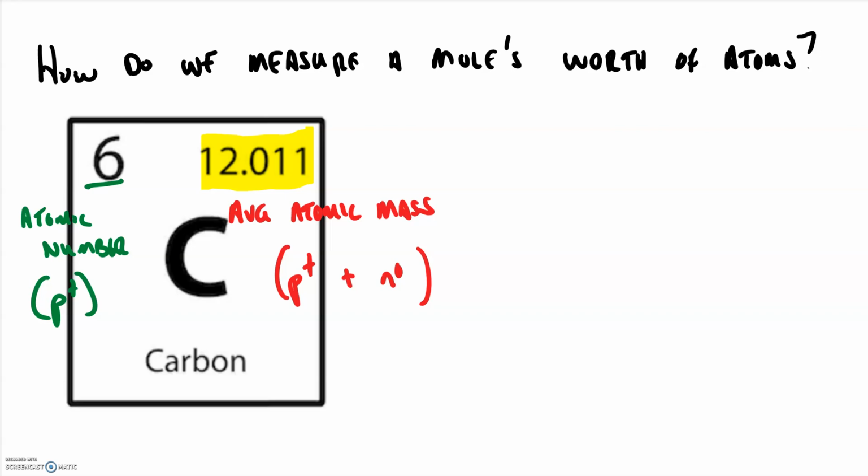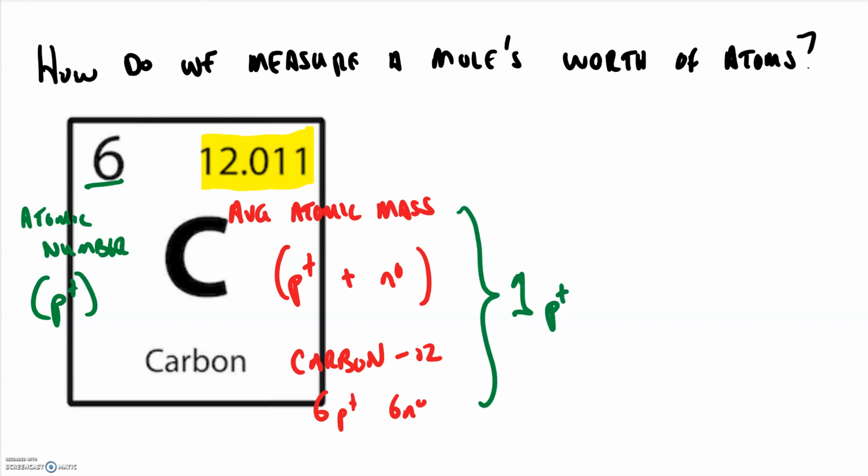And remember that this is an average, and that most examples of carbon are what we call carbon 12. And that means they have got 6 protons and 6 neutrons. What this means for us is that 1 proton has a mass of 1 atomic mass unit. And so that means that on average, one atom of carbon is going to have an atomic mass of 12 atomic mass units because you've got 6 protons and 6 neutrons. So that's what we're going to call 12 AMU.